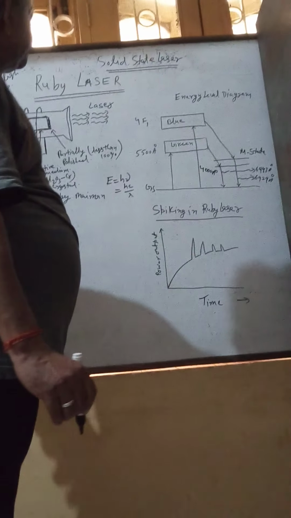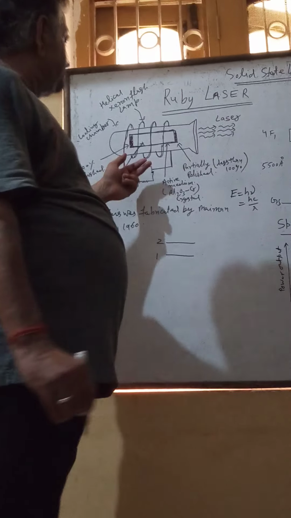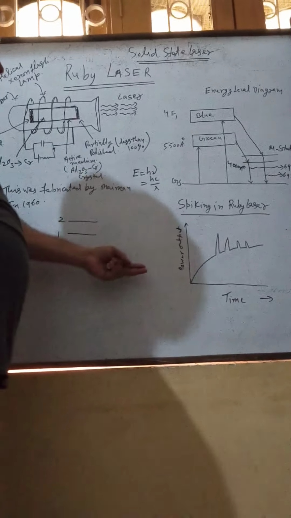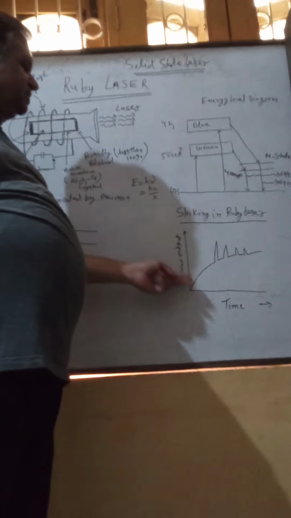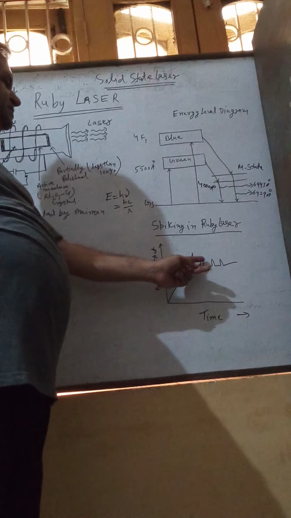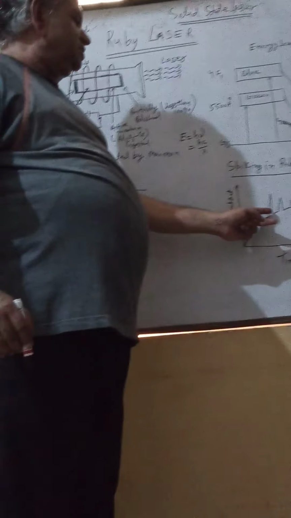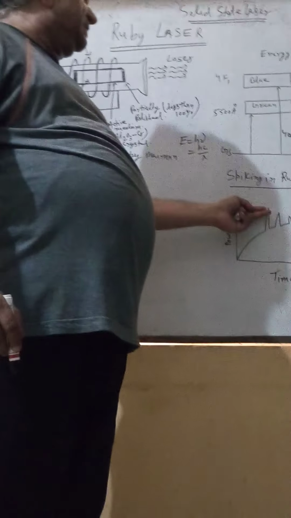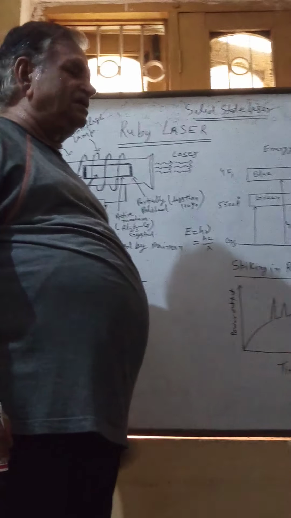But there is a drawback of this laser. When we plot a graph between the power output and time, we see there is spiking. The pulse is found more sharply than the others. It is not a constant graph. It is known as spiking of the ruby laser. So it is not used in practice.